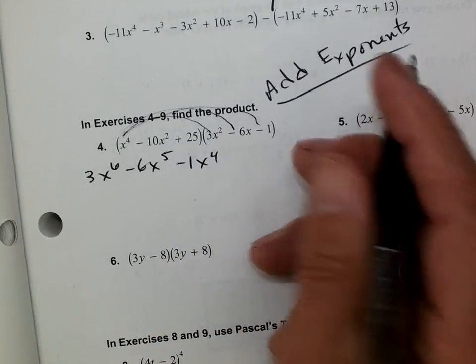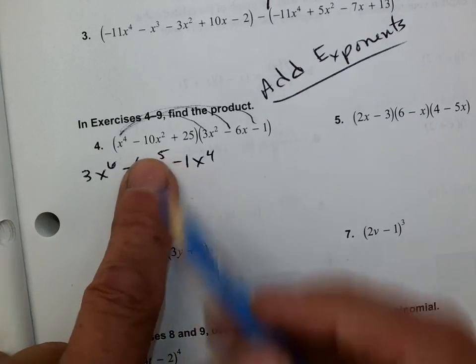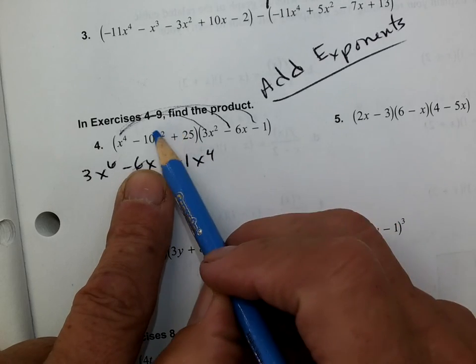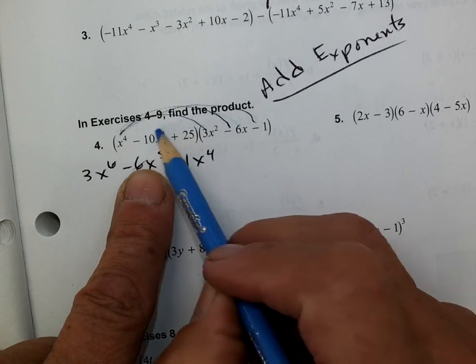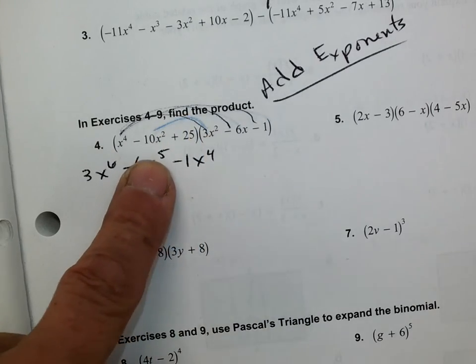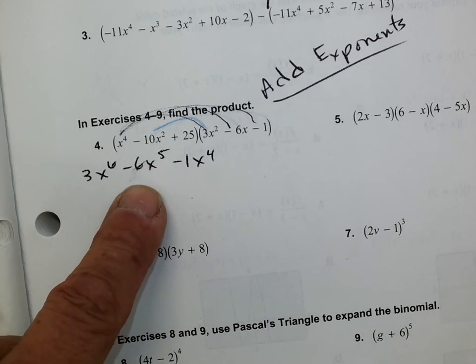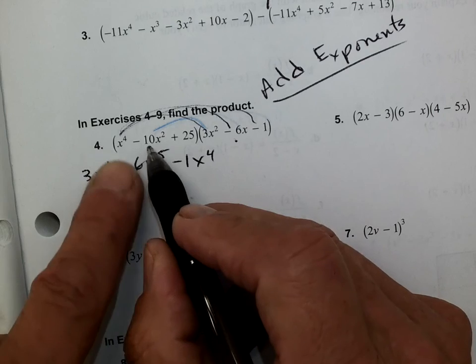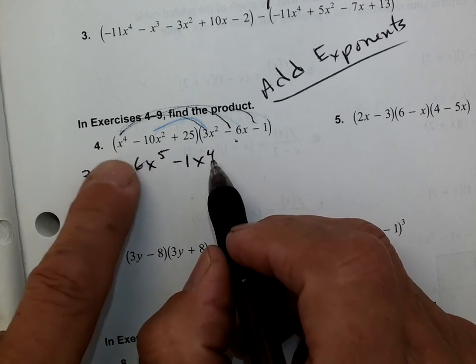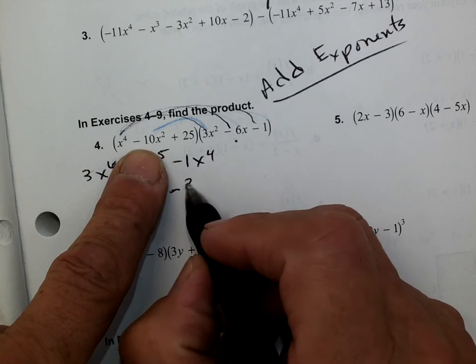Now, I'm going to use a different color too so I can show it. Okay. Now I'm going to take and multiply the negative 10. Watch. Times this, and this. Okay? So negative 10 times 3x squared makes a negative 30x to the 4th. Now I'm going to put that right here. I'm going to get negative 30x to the 4th, right?